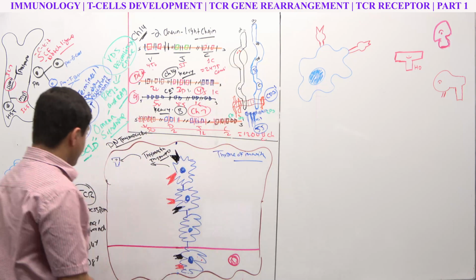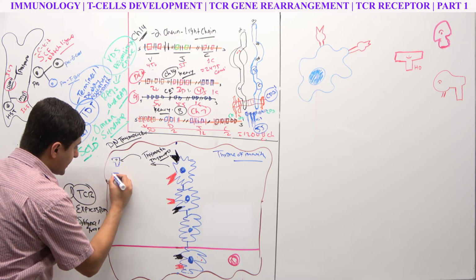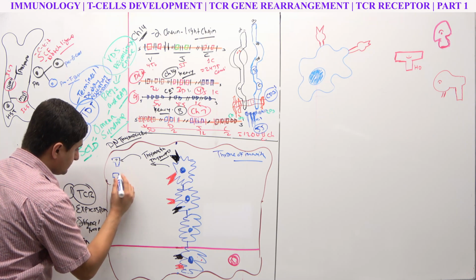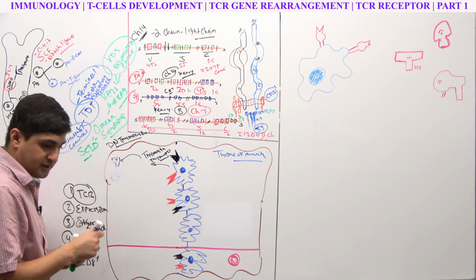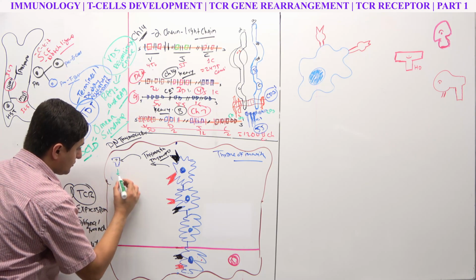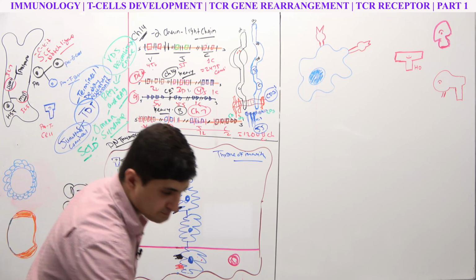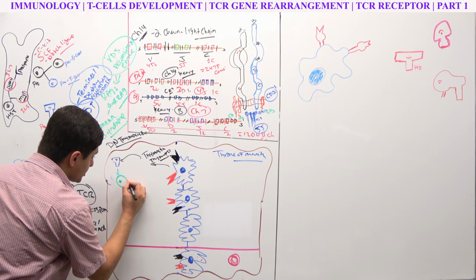Now, after this, this cell starts synthesizing. What is going to happen here, I'll make it simple. I'll make different cells here. These are my T cells. You're going to have a marker right here. This marker started showing.